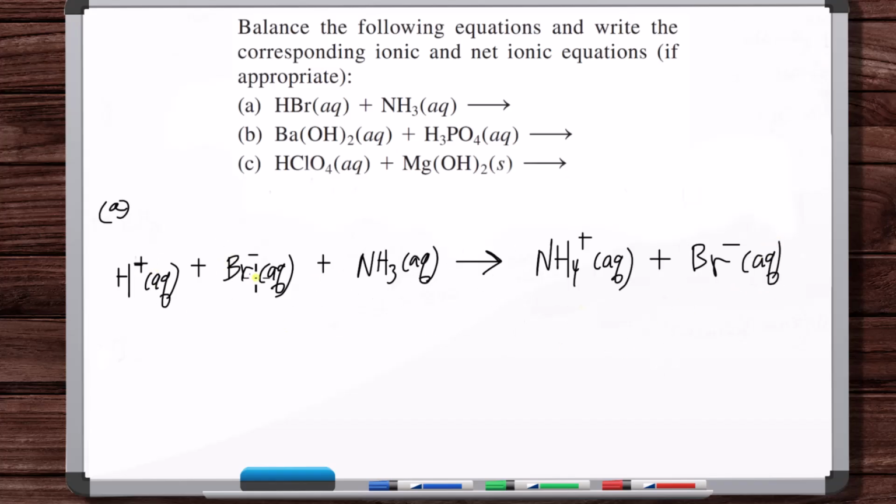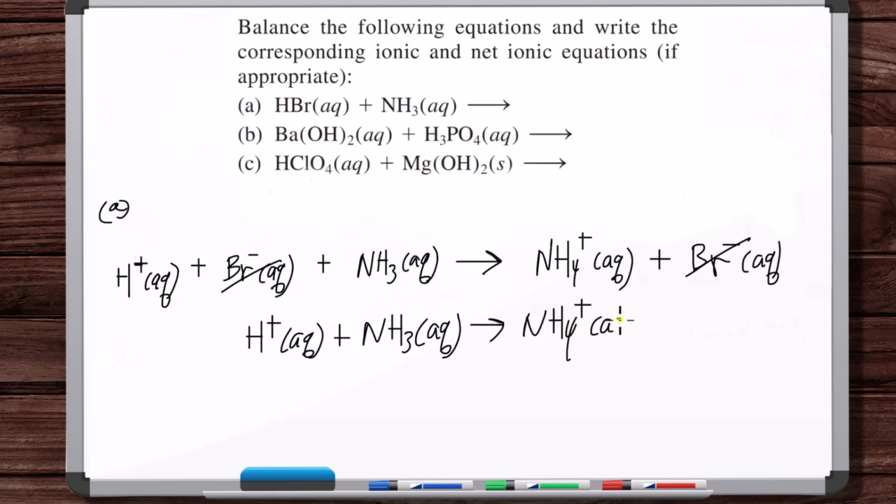So here's the ionic equation. Now we cancel the spectator ions, and what's left is the net ionic equation. And actually, let's go ahead and make sure this is balanced. 4 hydrogens on the left, 4 on the right, nitrogen on the left, nitrogen on the right, bromine on the left, bromine on the right. Okay, so here's the ionic equation, and here's the net ionic equation. Now, we can come back to the molecular equation.